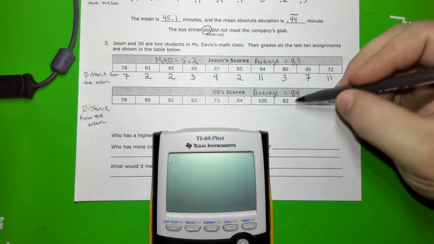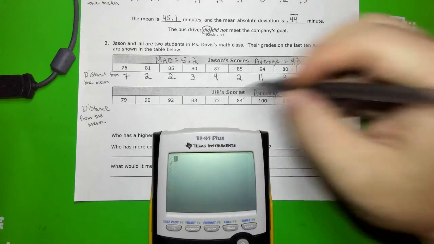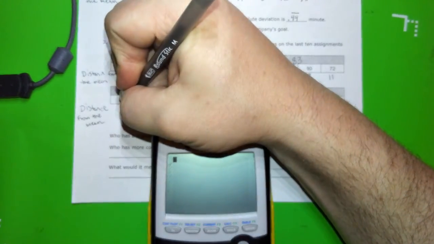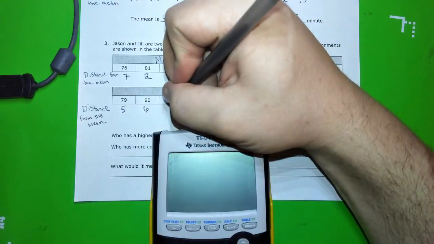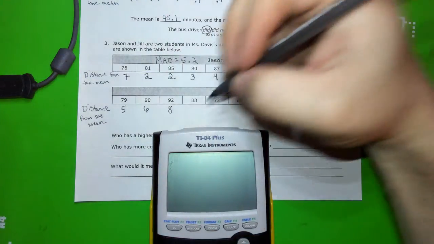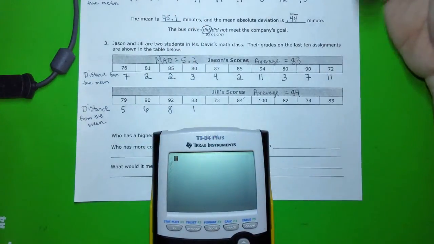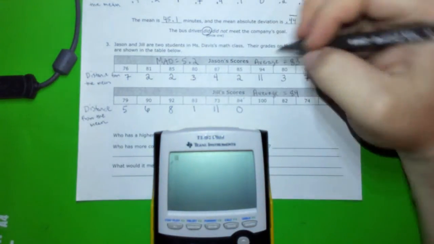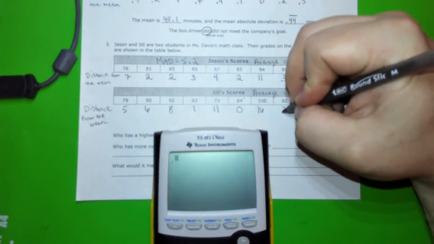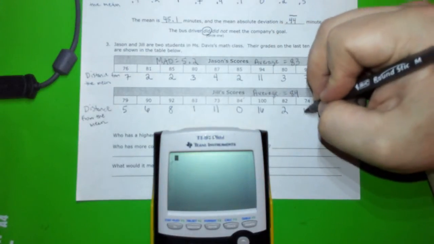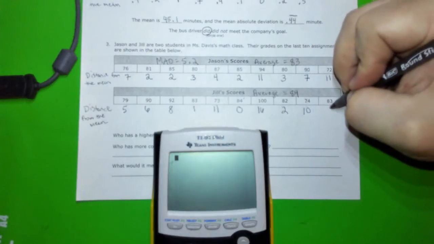Okay, so Jill's average was 84, so the distance between 84 and 79 is 5. The distance between 84 and 90 is 6. 84 and 92 is 8. 84 and 83 is 1. 84 and 73 is 11. 84 and 84 is 0. 84 and 100 is 16. 84 and 82 is 2. 84 and 74 is 10. And 84 and 83 is 1.